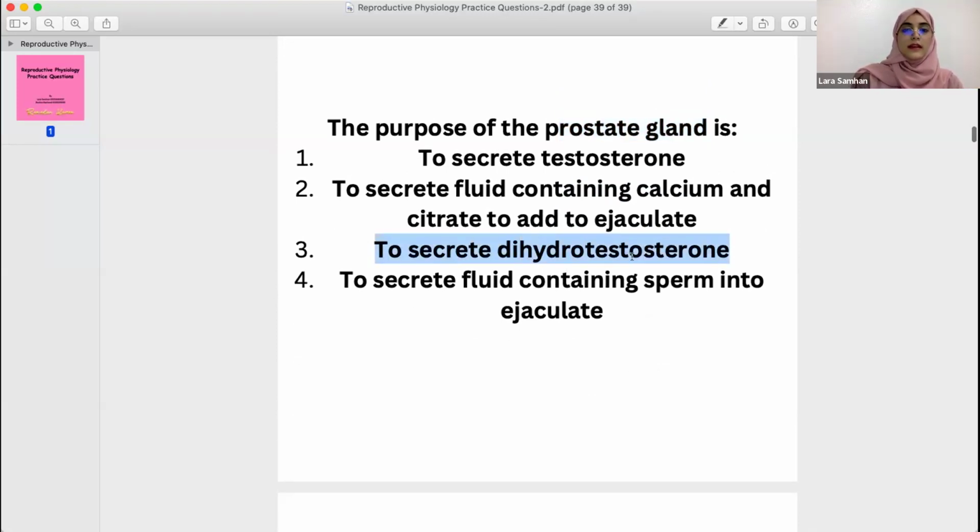Basically, dihydrotestosterone is produced from a conversion of testosterone by an enzyme called 5-alpha reductase. So 5-alpha reductase converts testosterone to its active form that will actually help in the normal physiological function of the prostate gland, which produces the dihydrotestosterone. And this dihydrotestosterone helps in the normal physiological function of the male gonads. So the correct answer is that the purpose of the prostate gland is basically to have this active biological hormone, which is the dihydrotestosterone. Okay, clear?